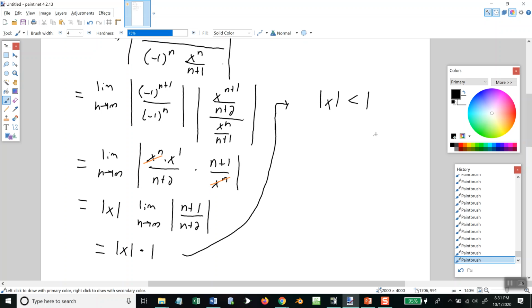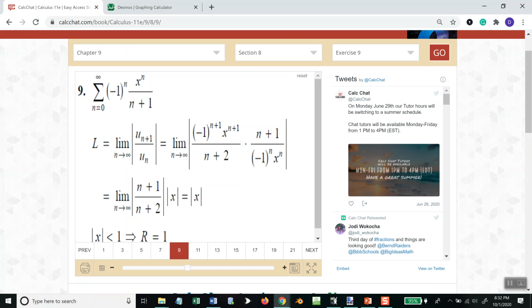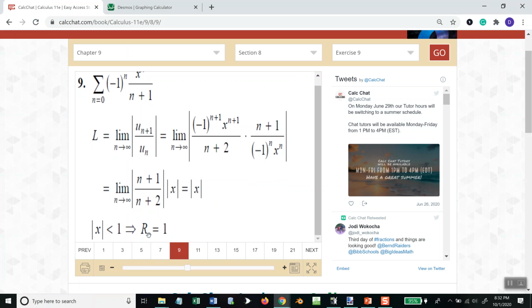So what would our radius be? 1. Because from college algebra, this would become what? Negative 1 is less than x is less than 1. Here's our c. This would be negative 1 to positive 1. And that's our radius of convergence. And that's where we're headed with that. Does that make sense, how to find that radius of convergence there?